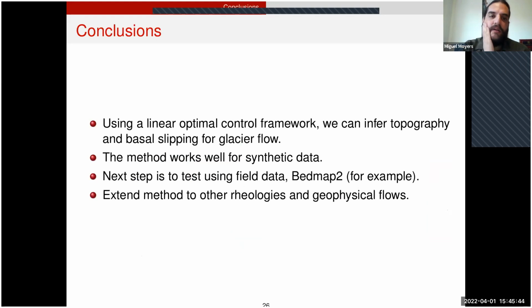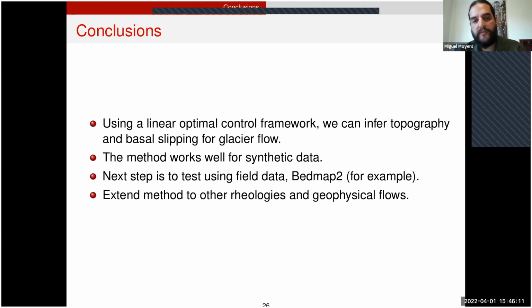So I will conclude now. We use a linear optimal control framework. So we were linearizing our problem, and then in the second step, we're recovering from that, using the rheological or the physical properties of the fluid to actually bring back the non-linearities. And we can infer topography and basal slipping for glacier flow.